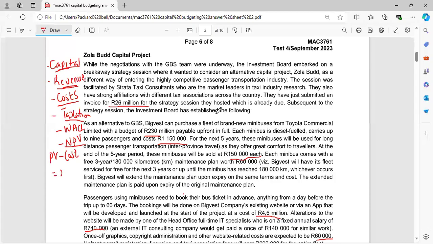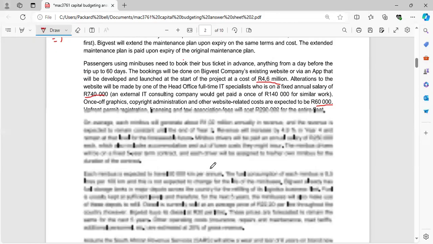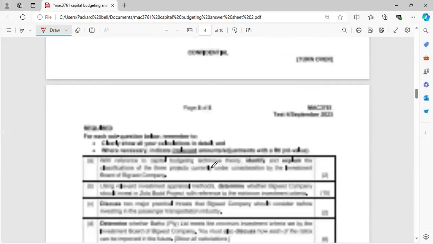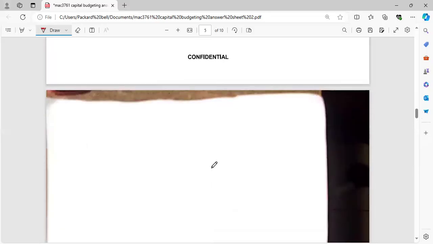So irrespective of how long the scenario is, you must be able to extract what you want from that scenario, which means what we want from the scenario is the capital, the revenue, the cost, the WACC, and then we use them to calculate our taxation and our net present value. So let's quickly go and see how we answer the question. Right, so we are going to answer B. Let's see how we quickly answer B.